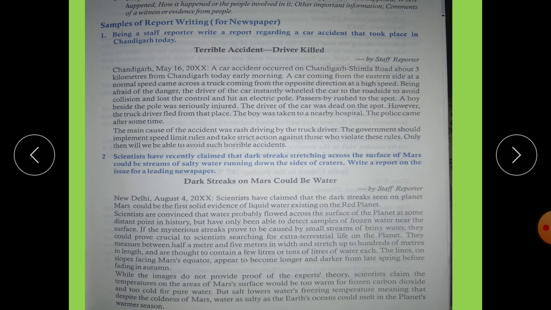So here is the example of some of the newspaper reports that you found: the terrible accident, driver killed by staff.